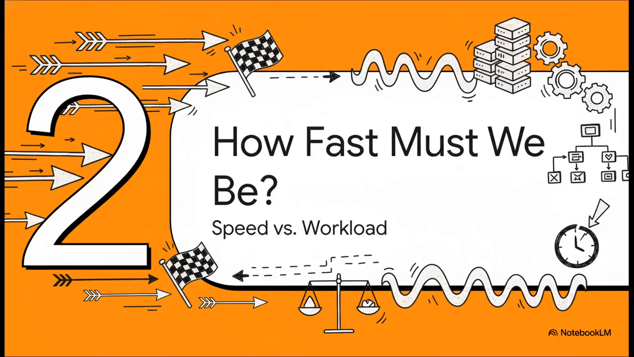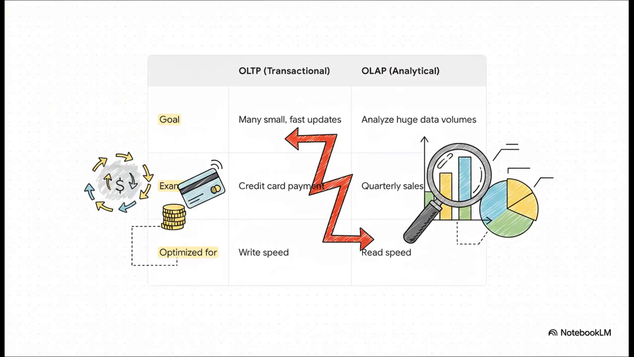Okay, on to our second question. This one builds on what we've just talked about. It's not enough to just be fast. You have to be fast for the right kind of job. This gets into the trade-off between raw speed and the specific type of work, or workload, a system is built to do. Data systems are usually really good at one of 2 things.